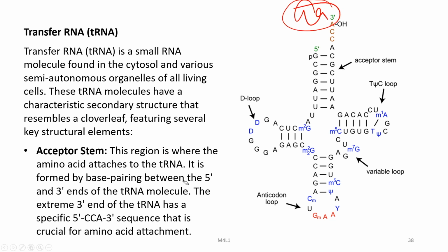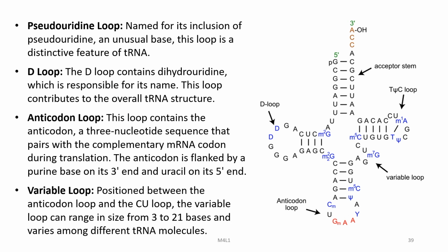The extreme 3' end of the tRNA has a specific 5' CCA 3' sequence that is crucial for amino acid attachment. Then there is a pseudouridine loop, named for its inclusion of pseudouridine, an unusual base. This loop is a distinct feature of tRNA. Then there is the D loop, which contains dihydrouridine, which is responsible for its name. This loop contributes to the overall tRNA structure.